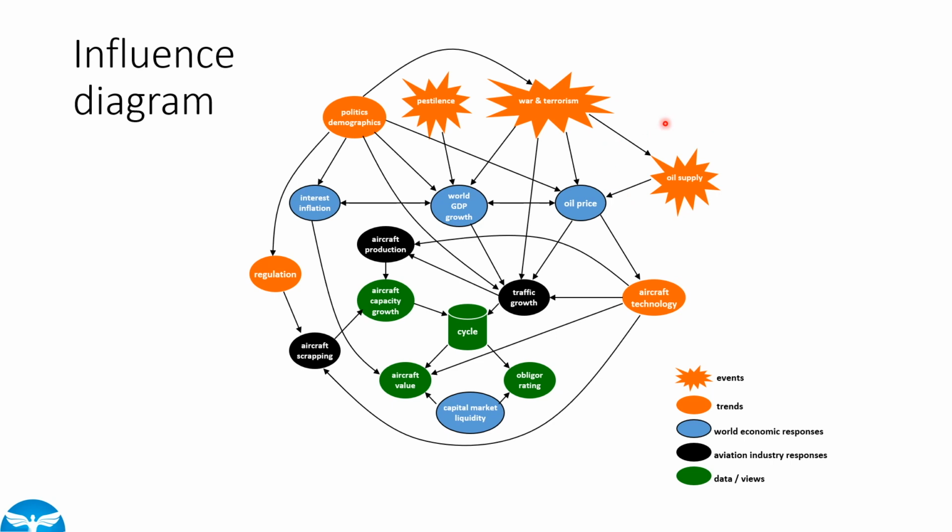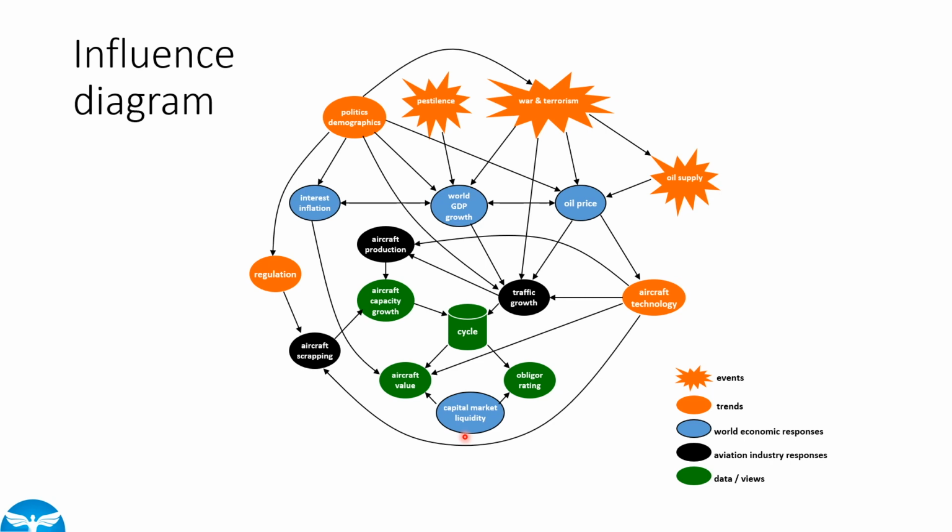And you have the oil supply shocks that have generated at least 2 historical severe downturns. So this is just a way to illustrate how the cycle happens with outside influences and trends and events. And you can see the cycle here affects aircraft values, and it also affects obligor ratings. And then those are also affected by the capital markets liquidity. I mean, how much money is out there. And that's something we see today. The cycle is super low down, but the capital market is very liquid, so there's still a lot of deals being done.